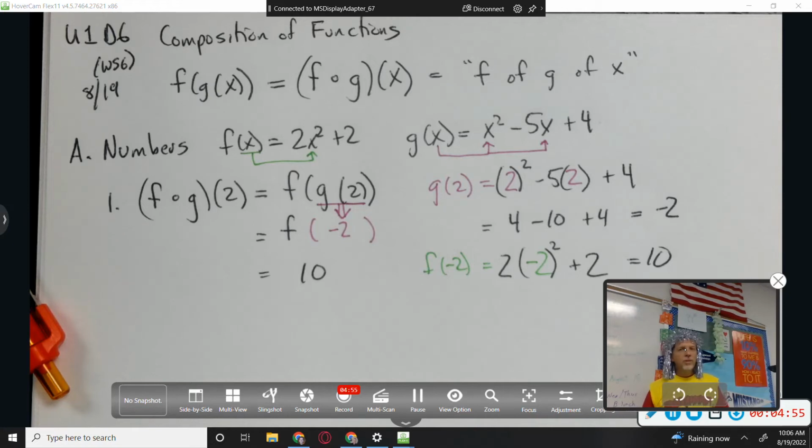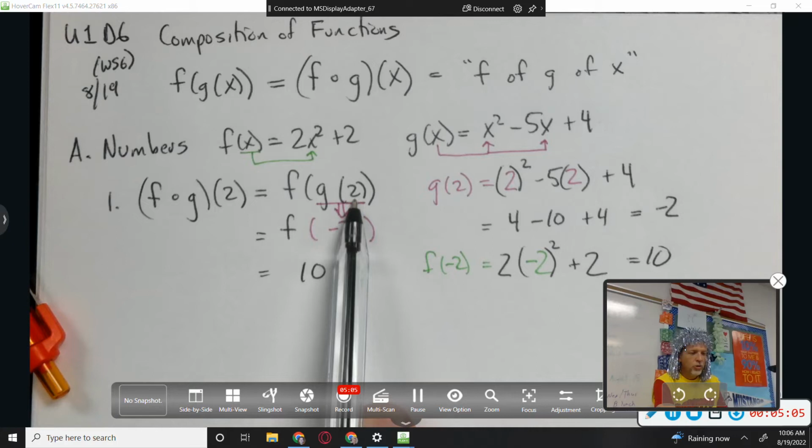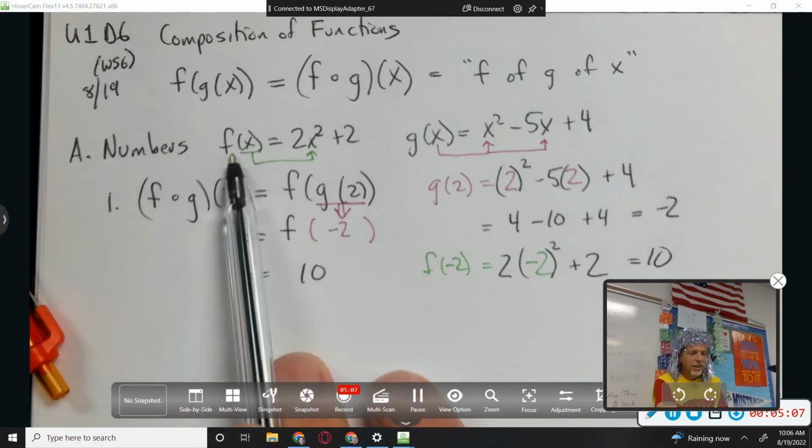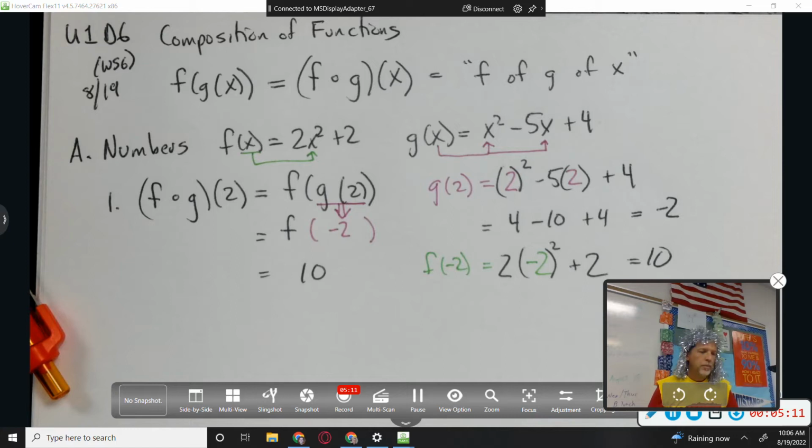So another one of those days where the computation stuff really isn't that hard. But the be-careful stuff is where you can get messed up, and the notation stuff. So make sure you plug 2 into g. Don't accidentally plug it into f. There's just lots of little places for mistakes.